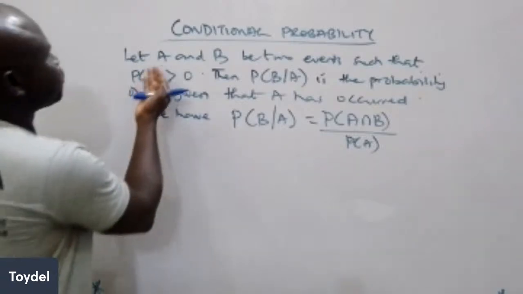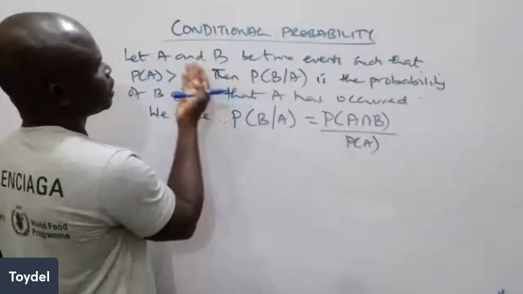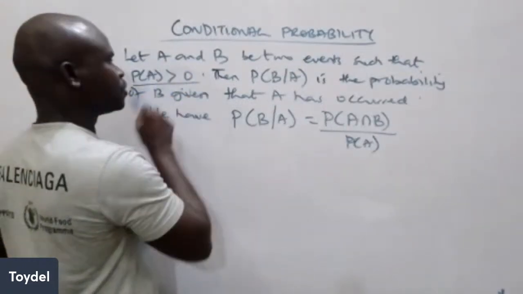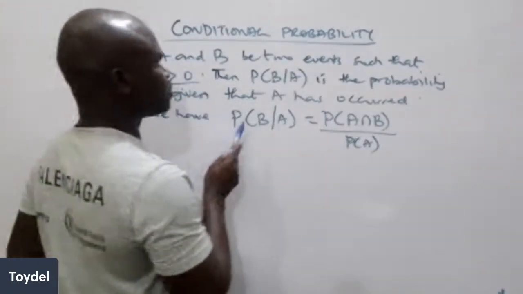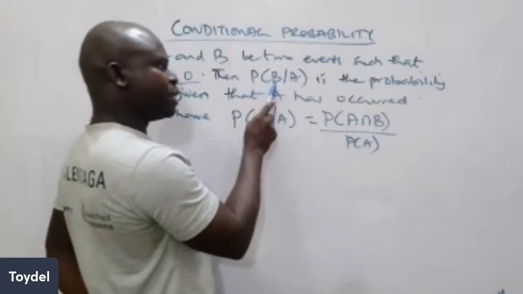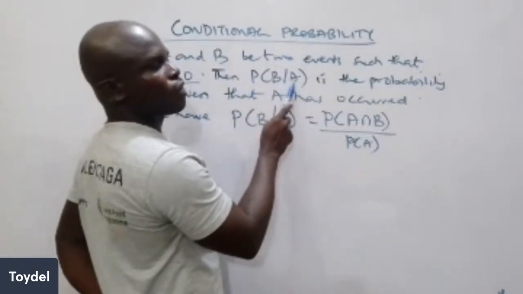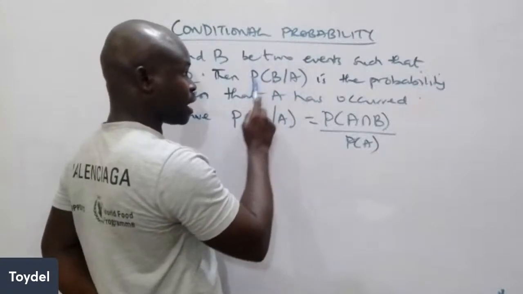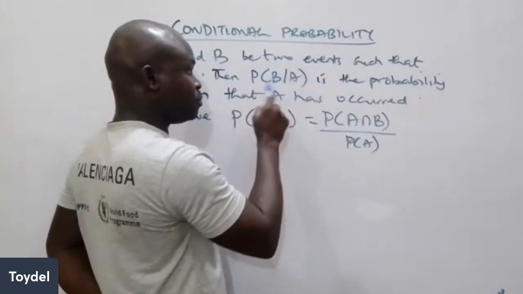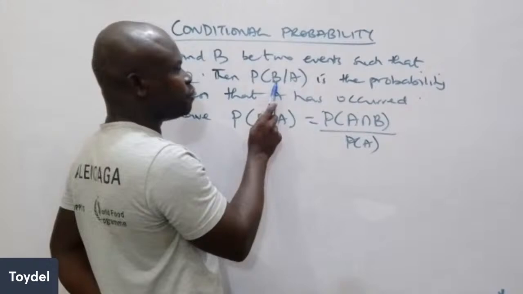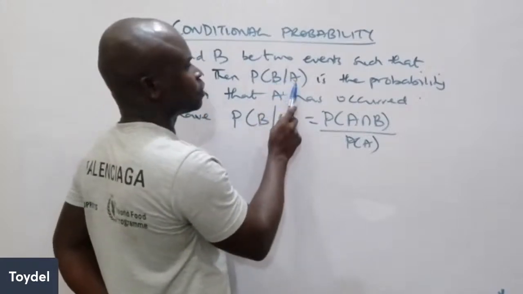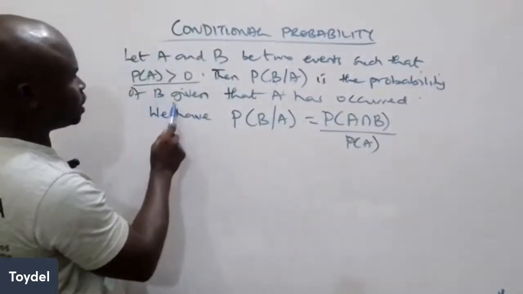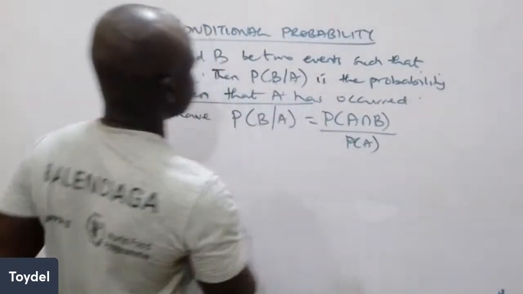Look at what we have. If A and B are two events such that probability of A is greater than 0, then this is where the condition comes in: probability of B given that A has occurred. That's the condition. That is the interpretation of what we have here. P of B slash A simply means probability of B given that A has occurred.